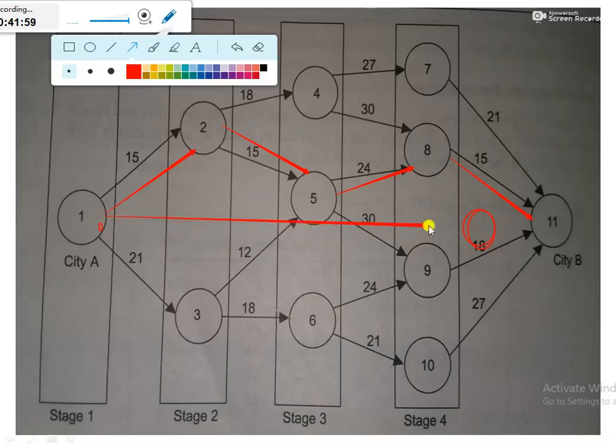So in this way, by using dynamic programming, or by breaking a larger problem into smaller problems or smaller stages, we can solve for optimality.